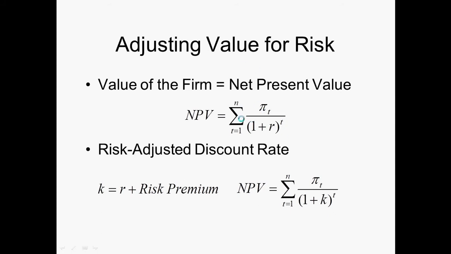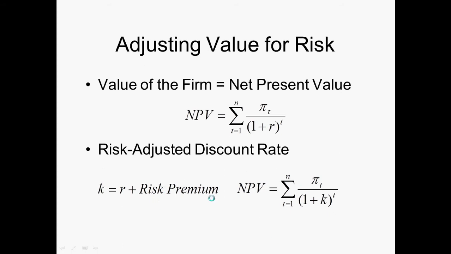So this is a somewhat simple, crude mechanism for doing this. The idea is, if you have some kind of a utility function, you will discount future revenues more if they're risky. So K is a risk-adjusted discount rate, R plus some kind of a risk premium. Then we use the same net present value formula, except that we put K in instead of R. Since K is going to be higher than R, the value of the firm will be lower. That takes into account the fact that it's risky.